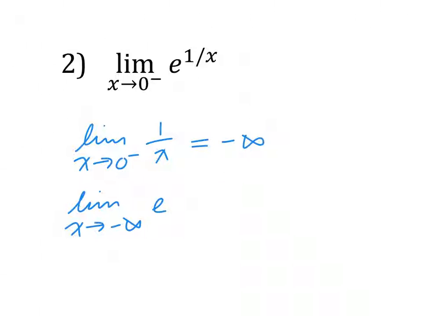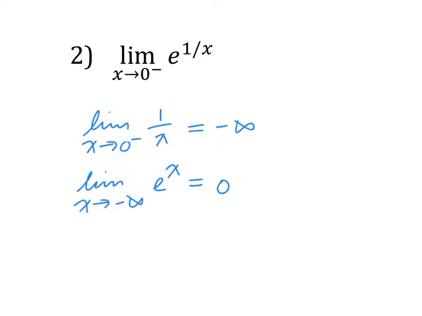My function is now e to the x because I already evaluated 1 over x. Now think about e to the x. When x is going to negative infinity, where does y go? 0. Okay, so this is how you change your variable when things are hard to evaluate.